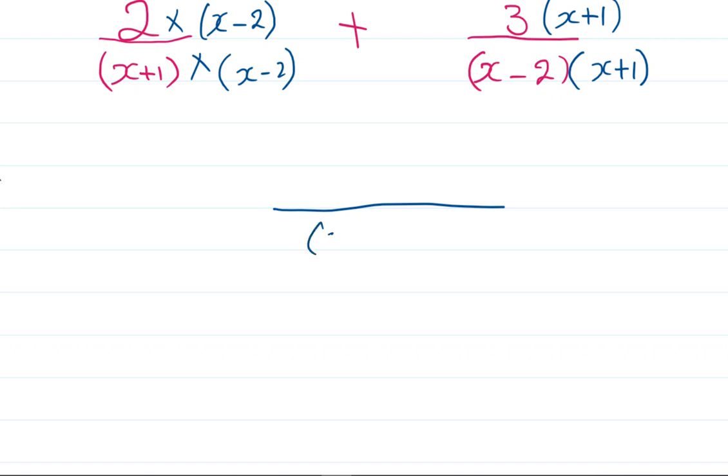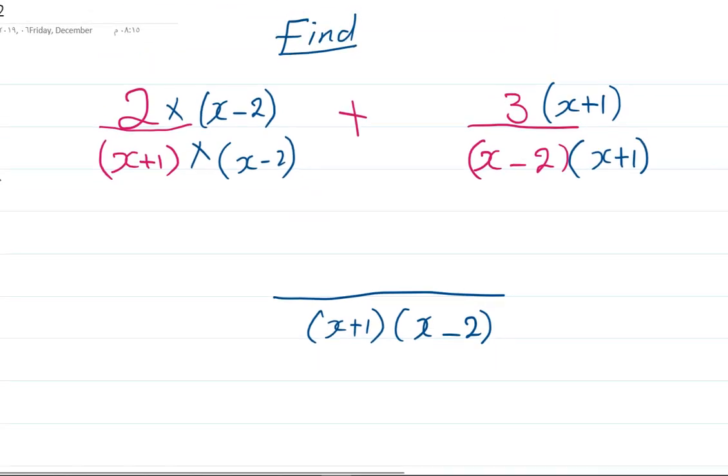So I have here x plus 1 times x minus 2. This is the common denominator, and I'm going to expand the brackets here. 2 times x is 2x, and 2 times minus 2 is minus 4. And here 3 times x is 3x, and 3 times 1 is plus 3.